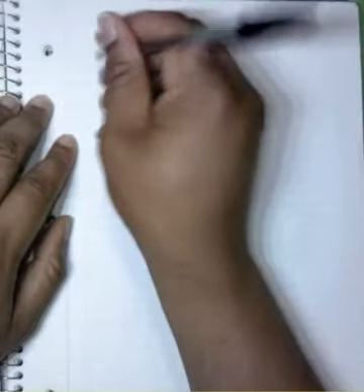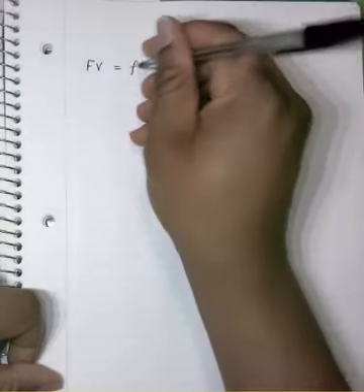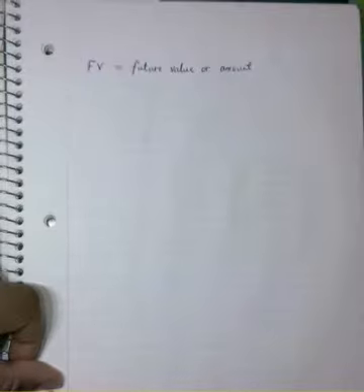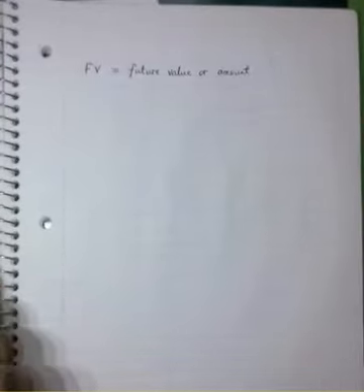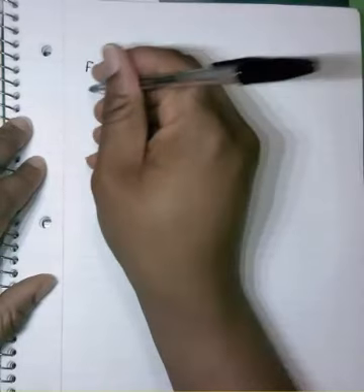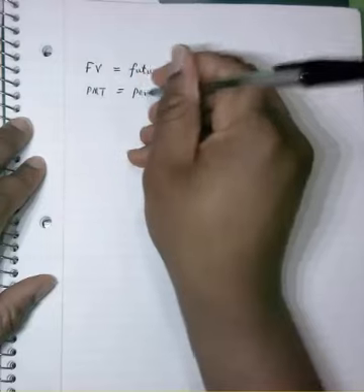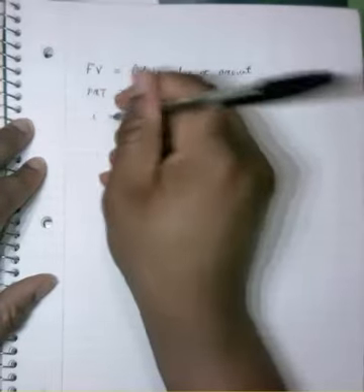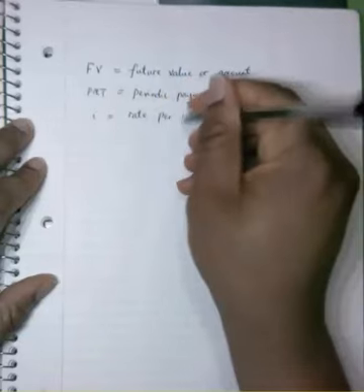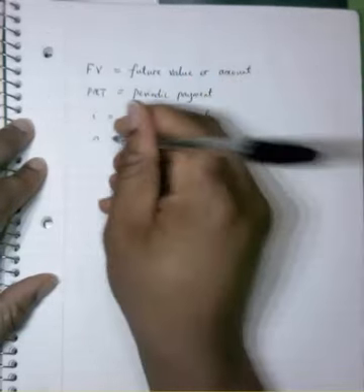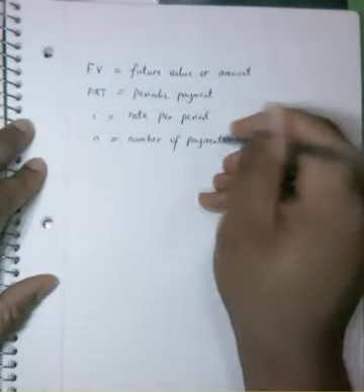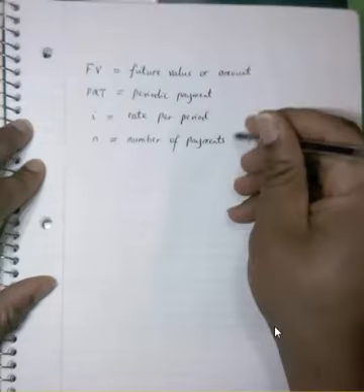All these symbols stand for: FV means the future value or the amount. PMT means the periodic payment. Okay, I is the rate per period. N is the number of payments, or you can say number of periods.